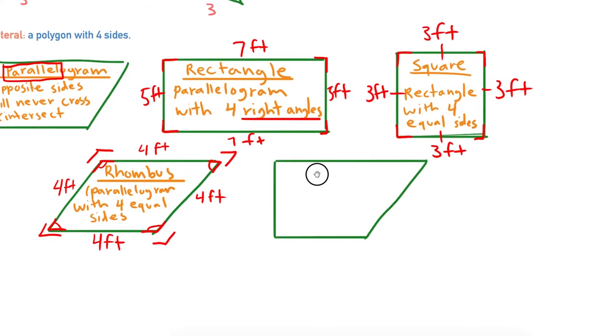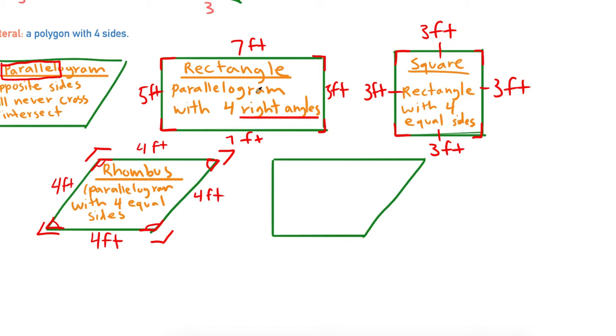All right, a last one. This is a trapezoid. A trapezoid only has two parallel sides.